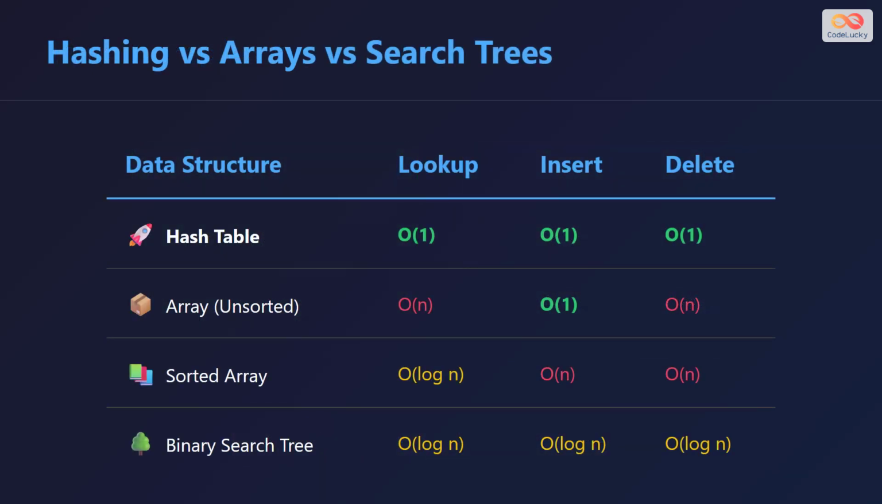Let's compare this to other data structures. With a standard unsorted array, finding an item takes O(n) time because you might have to scan the whole list. Binary search trees are faster at O(log n), but hash tables beat them all with O(1) constant time for lookups, assuming collisions are minimal.